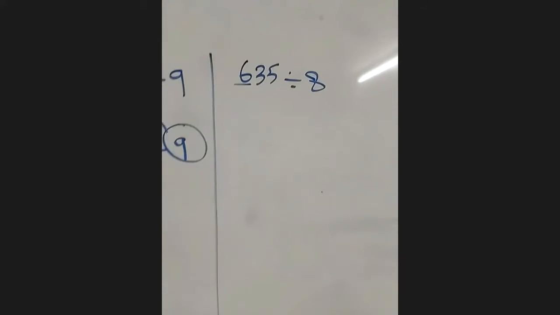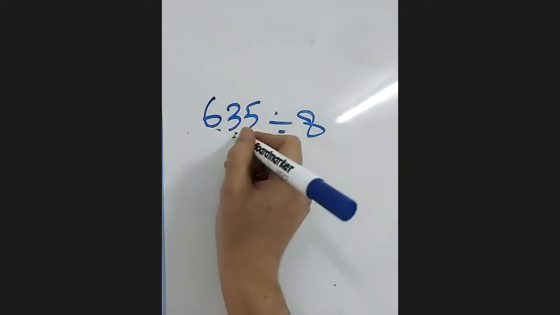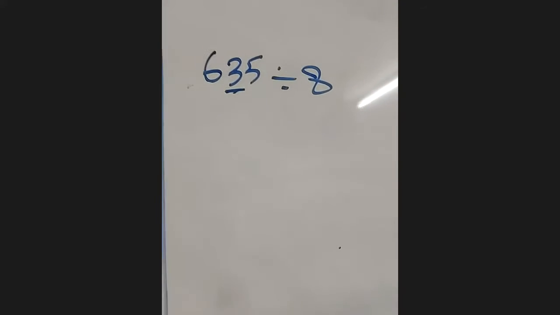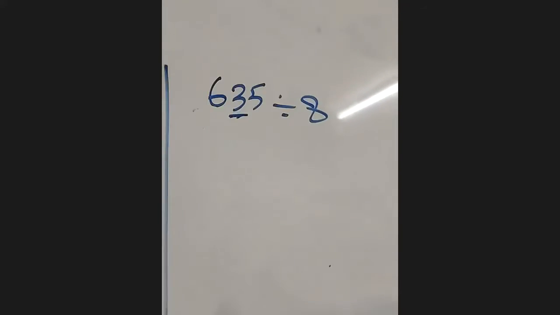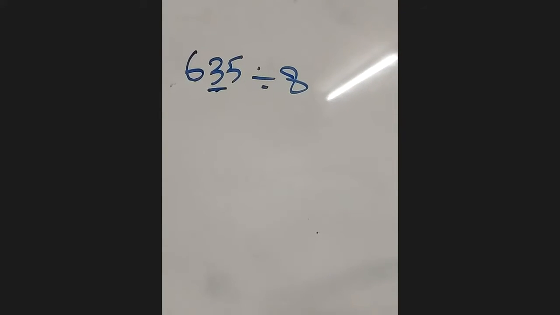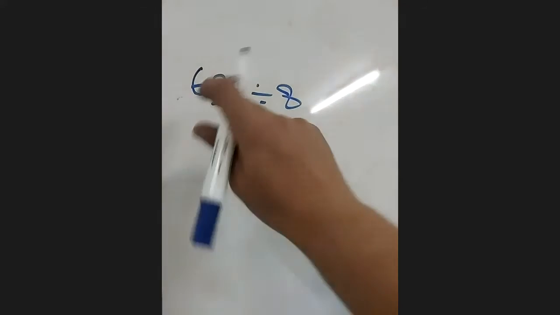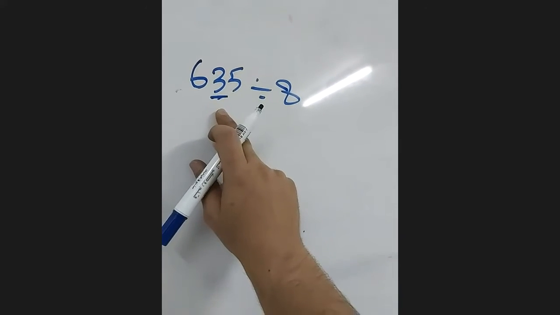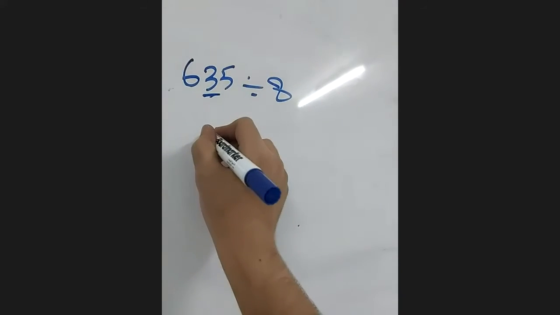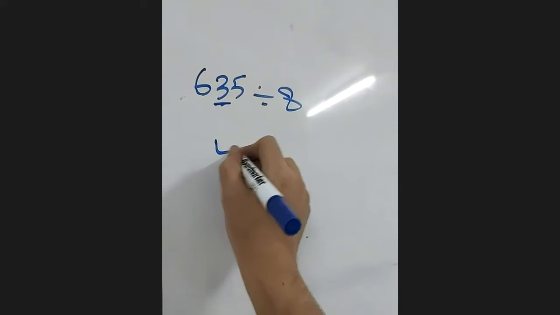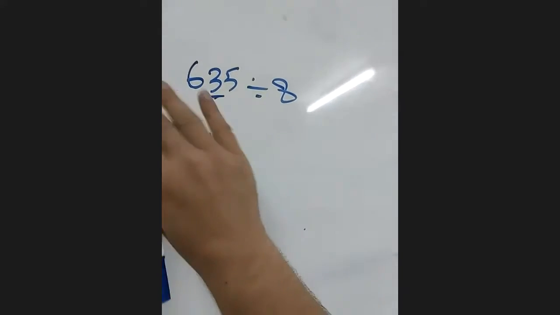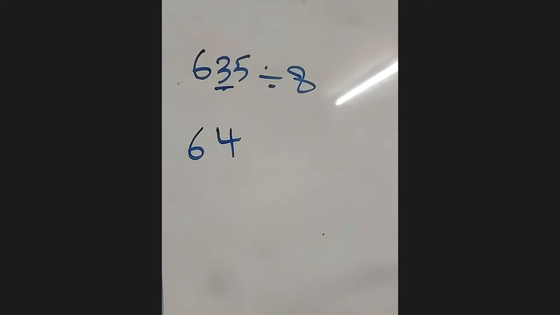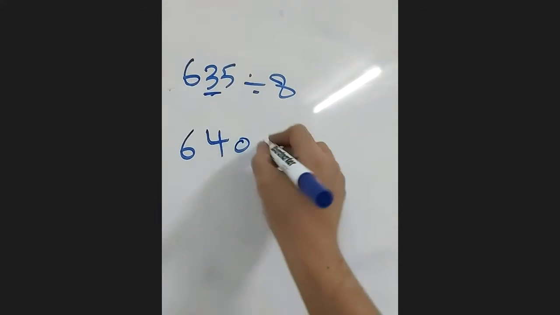I will go to the 3 here. See the 3? I will round it. Now round the 3 for me. Come to the 5. The next number is 5. Do we add 1 or we don't add 1? We will add 1. The 3 will be 4. And the 6 stays 6. The 6 has no relation. The 5 will be 0. And the 8 is still 8.